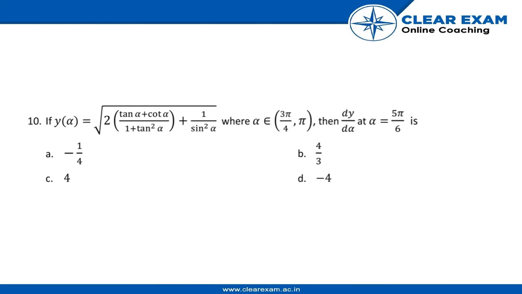Hey guys, now we are going to solve question number 10. Let's see what the question states. If y of alpha is given as under root of 2 tan alpha plus cot alpha upon 1 plus tan square alpha, plus 1 upon sin square alpha, where alpha belongs to (3 pi by 4, 2 pi), then dy by d alpha at alpha equal to 5 pi by 6 is.